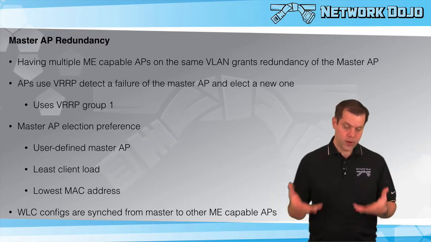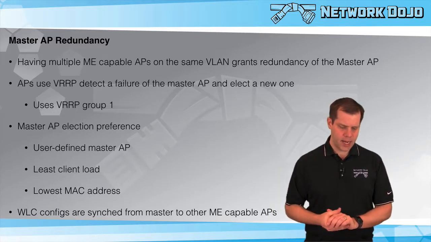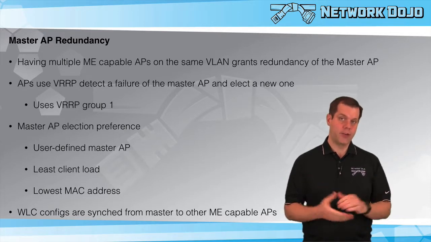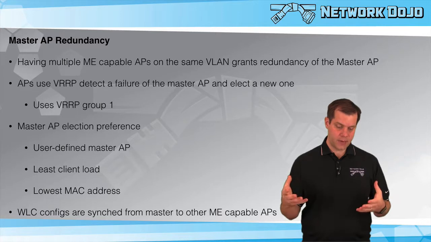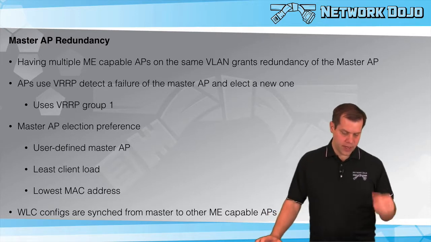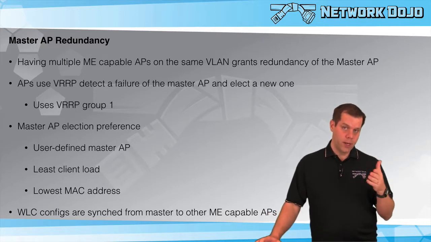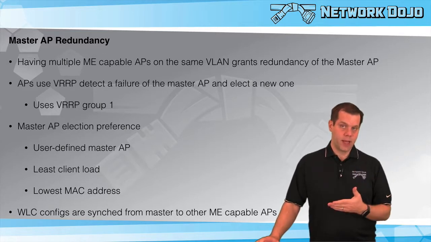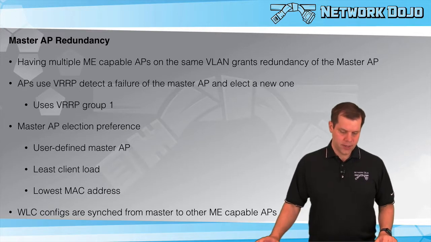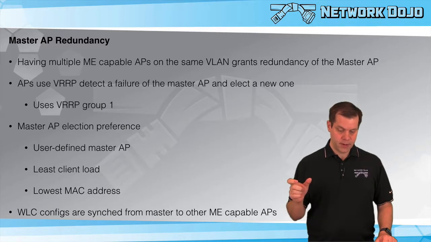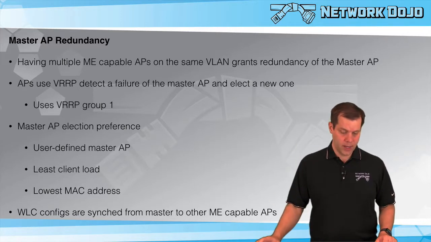But if we have multiple APs come up at the same time, and there's no current master AP elected, then an election happens. At this time we need to decide which one of these potential APs would actually become the master AP. The election has a number of different ways to determine who would win. At the top, you can define a preferred master AP. So you can say that this AP is the preferred AP, and in the event of an election, this is the one that would win it.